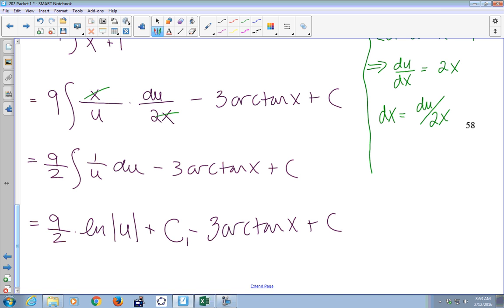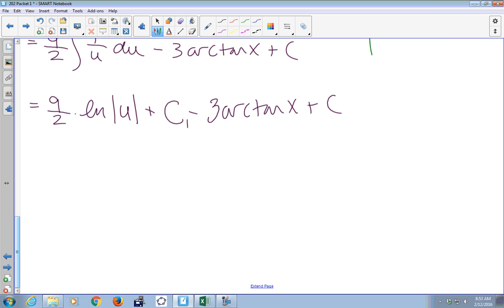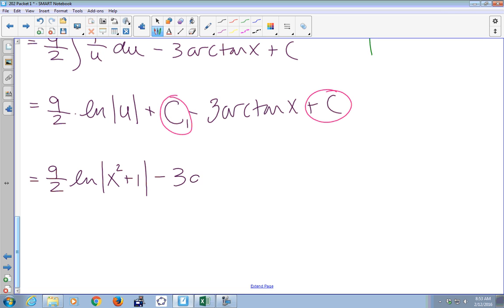All right, finally, last step, replace the u. After you've done your antiderivative, replace the u with what it equals in terms of x. So I have 9/2 times the ln of the absolute value of x squared plus 1. And then I'm going to combine my 2 arbitrary constants. They're like terms, they're both just constants, so combine them into a third arbitrary constant. Minus 3 arctan x plus some c. We'll just call it regular old c. That's fine.